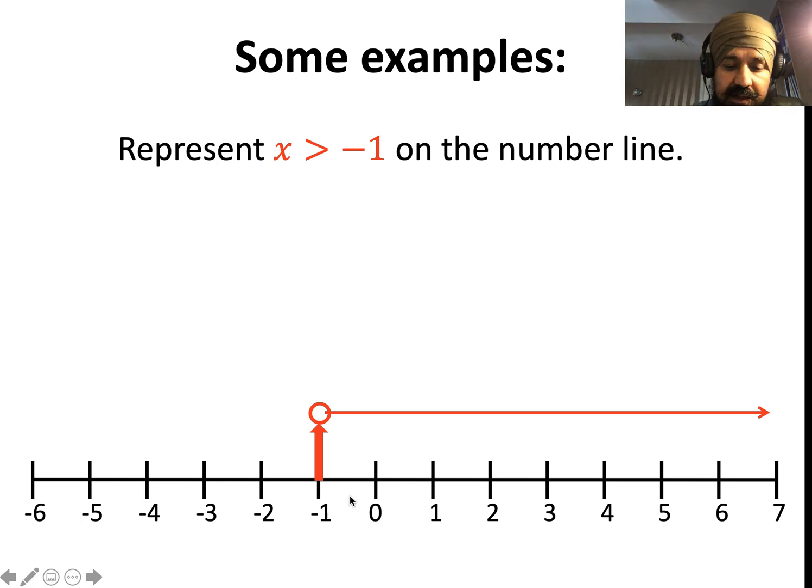So you need to understand this. 0 is bigger, 1 is, 2 is, 3 is, 4 is, 5 is, 6 is, 7 is. And all these values here are smaller than. Okay, so this is how you do it. Let's look at another example.